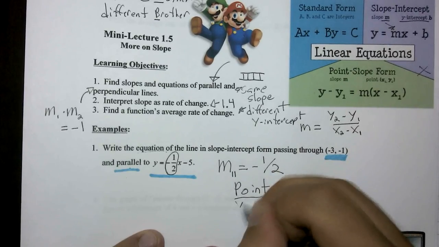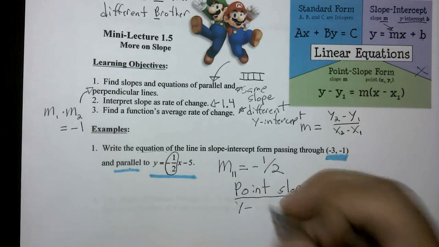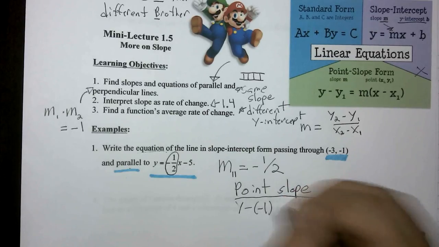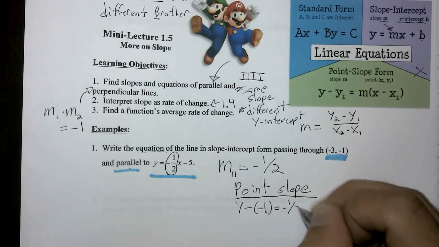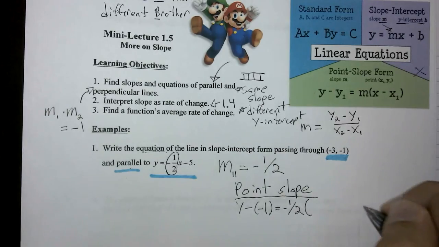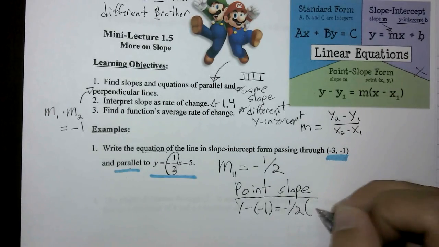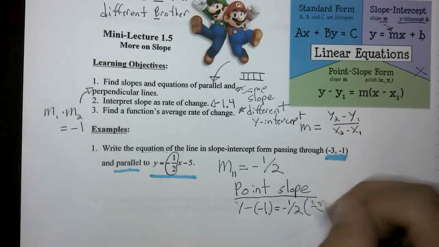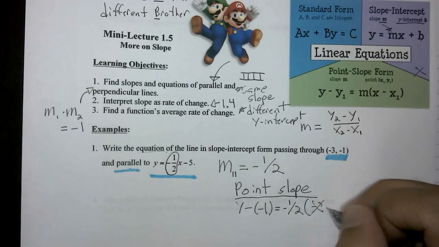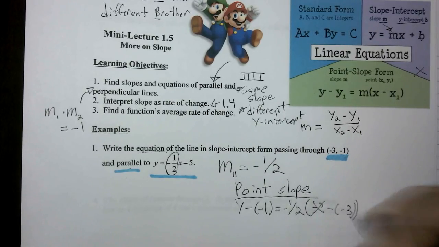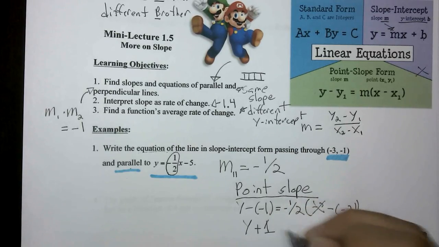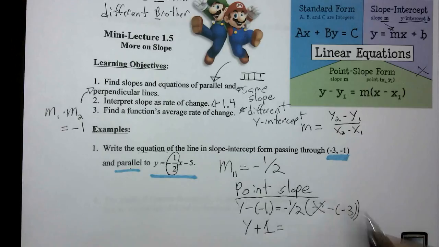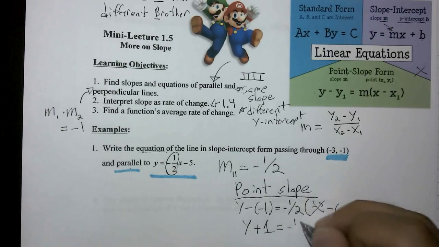If we have y and we're deducting the y-coordinate, which is -1, this is equal to the slope, in this case -1/2 with parentheses. X-coordinate is x, and then we're subtracting -3. If we rewrite the left-hand side, subtracting -1 is the same thing as adding 1. Beginning to distribute that -1/2, we have -1/2 x.